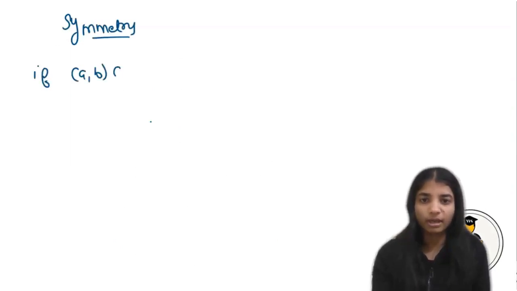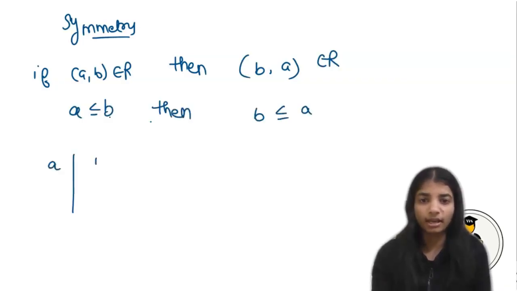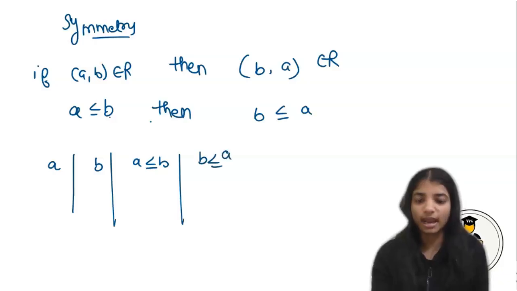So here we are considering symmetry. Symmetry means that if (a, b) belongs to R, then (b, a) too belongs to R. So here for (a, b), the condition is that a ≤ b, then we can say that b must be ≤ a. Let's say this is our a, this is our b, this is the condition a ≤ b, and this is the condition b ≤ a.